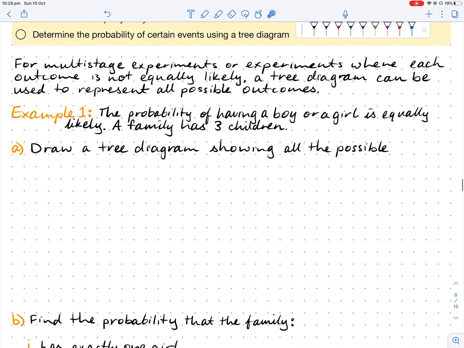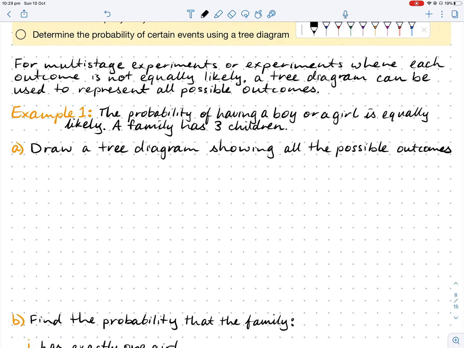So when we're looking at multi-stage experiments, a tree diagram can be used to show all the different outcomes at each of those successive stages. So for this first example, the probability of having a boy or a girl is equally likely. A family has 3 children. Draw a tree diagram showing all the possible outcomes.